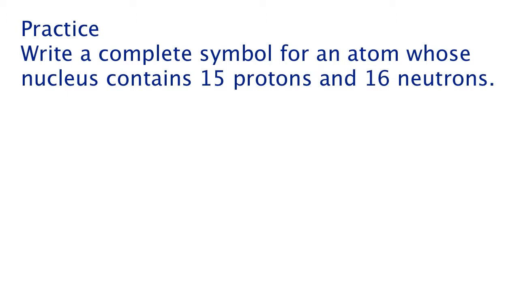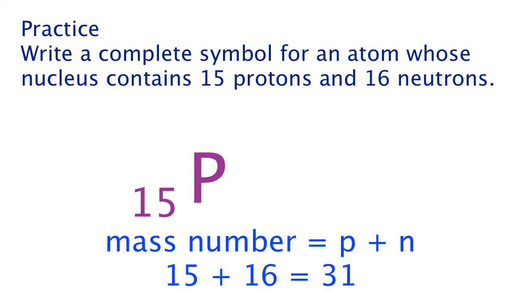Write a complete symbol for an atom whose nucleus contains 15 protons and 16 neutrons. Since 15 protons are present in the atom, the atomic number of the atom is 15. Atomic number 15 belongs to the element phosphorus. The mass number of the atom is obtained by adding the number of protons and neutrons. The mass number is 15 plus 16 equals 31.